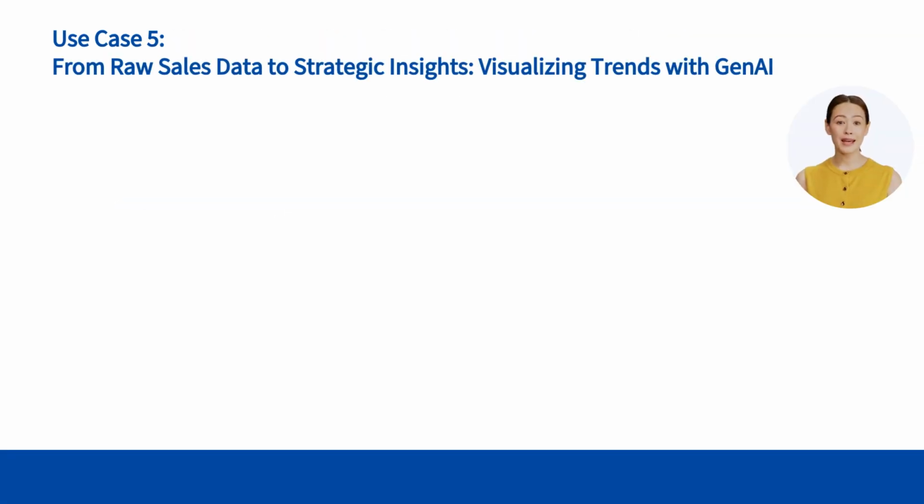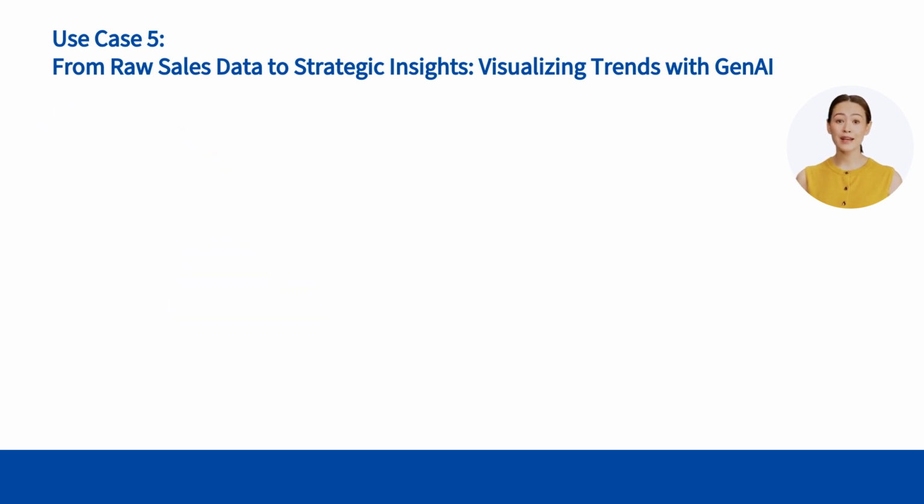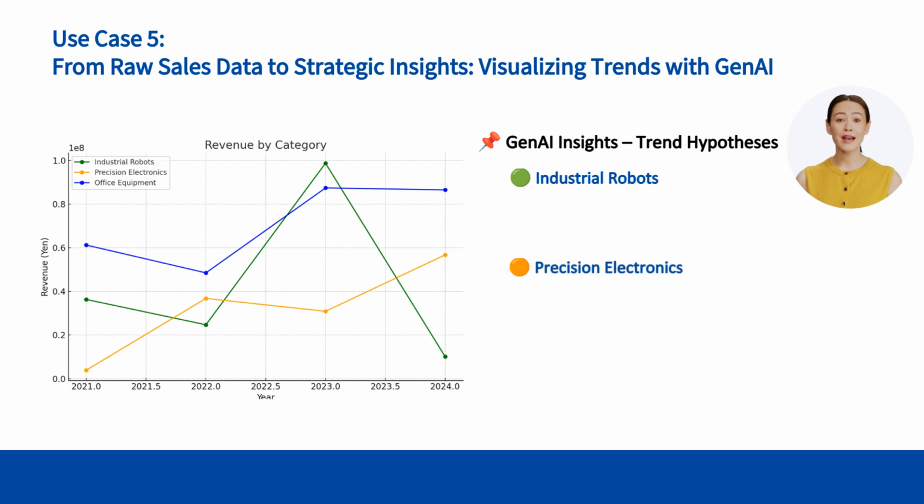Now let's look at how planning and strategy teams can make use of historical sales data. In this example, we fed past transaction records into a generative AI model, specifically information like what was sold, in what quantity, and to which customers. Based on that input, the AI generated a visualized report showing revenue trends across 3 key segments: industrial robots, precision electronics, and office equipment. It also analyzed the data to propose hypotheses for each segment.